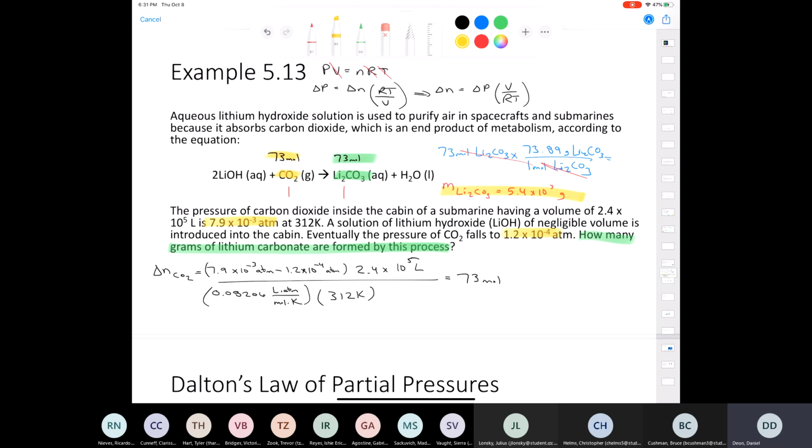And so again, all I did was factor out the gas constant, temperature, and volume from the ideal gas equation. And I said that the change in pressure is going to be proportional to the change in the number of moles, or the change in the number of moles of carbon dioxide is equal to the change in pressure multiplied by volume over the gas constant times temperature.